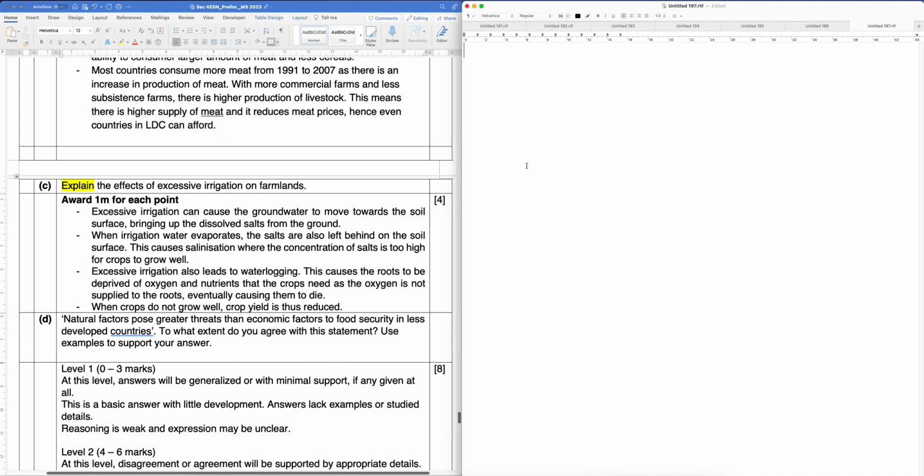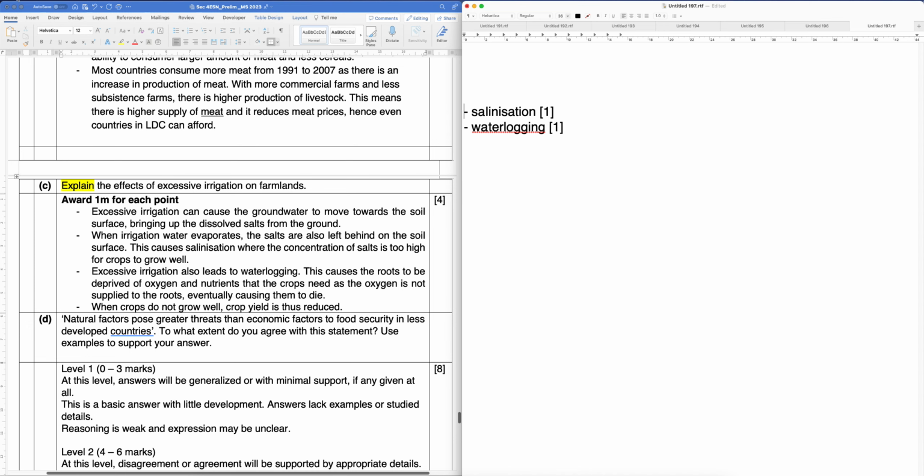There are missing in-between steps. First things first, what are the effects of excessive irrigation? You have already learned that there is salinization, that means the soil contains more and more salts, and there is waterlogging. So you must show me this, probably 1 mark, then 1 mark, then you must show me how excessive irrigation leads to this.